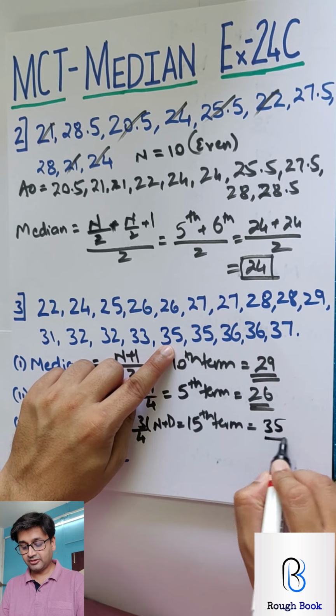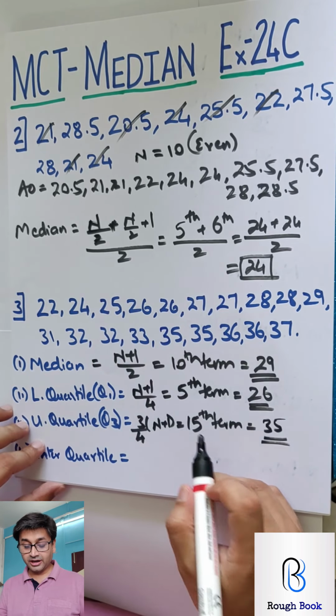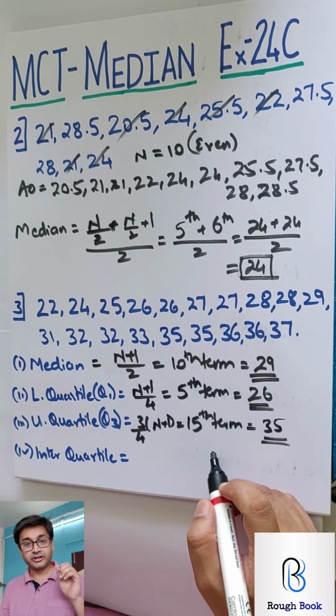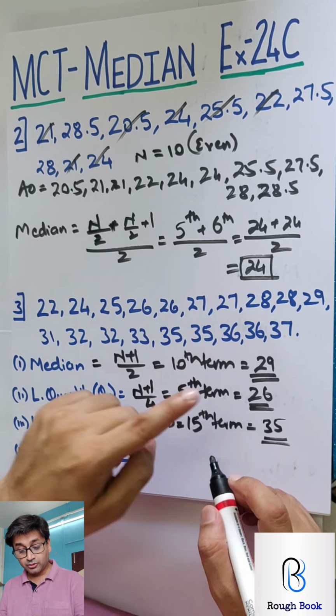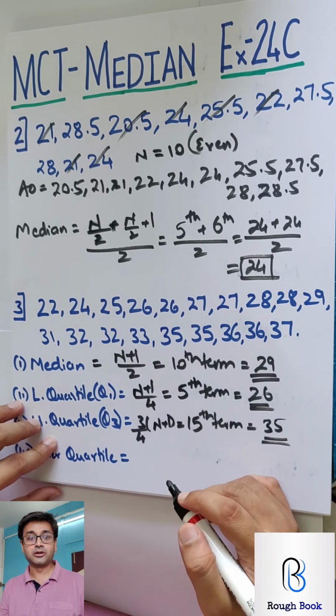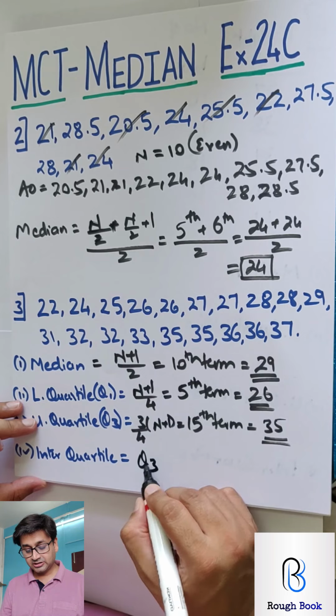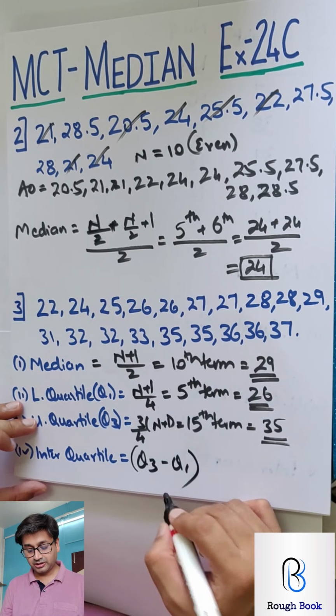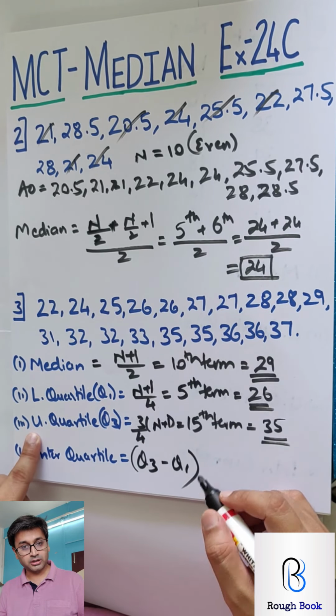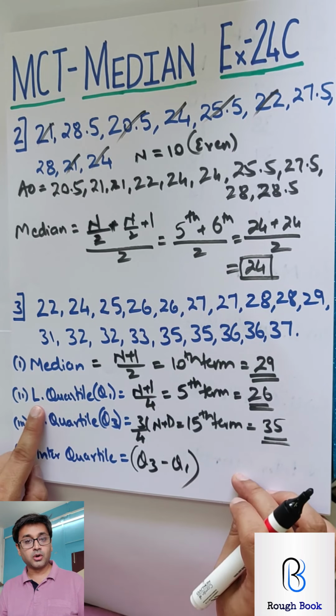So 35 is the answer. Don't write the answers as 5th term and 15th term and leave it there only. You have to count and write that term which is lying over there. Interquartile is Q3 minus Q1. Q3 is third quarter or upper quarter and Q1 is first quarter or lower quarter.